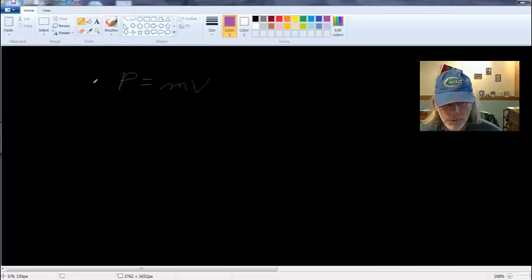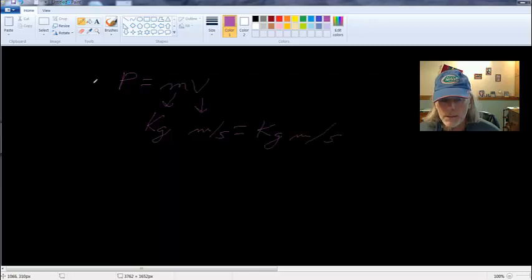P because the M was already used for mass. So P is going to be the symbol for momentum. We know mass, the standard unit, is in kilograms, and we know velocity, standard unit, is a meter per second. So the standard unit for momentum is a kilogram meter per second. And so that's the standard unit of momentum.